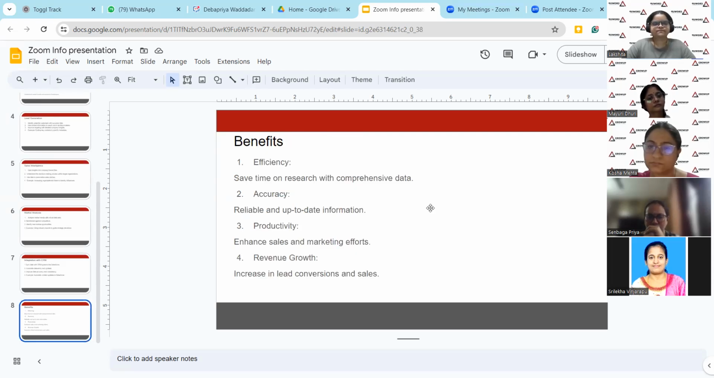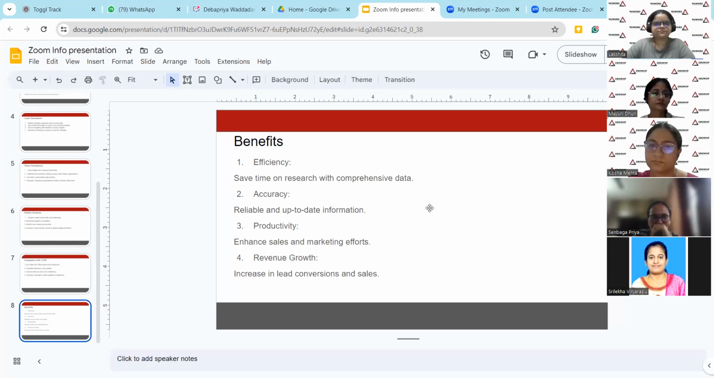Benefits of using ZoomInfo: you can save your time. The accuracy is very good. The productivity is increased and revenue growth is also good, because if we are searching randomly for any person on LinkedIn or something, it becomes very difficult. You cannot find it very easily. But when you are using ZoomInfo, the number one thing is the accuracy of data is very good. And you can get direct contact, and apart from it, it is quite reliable also.